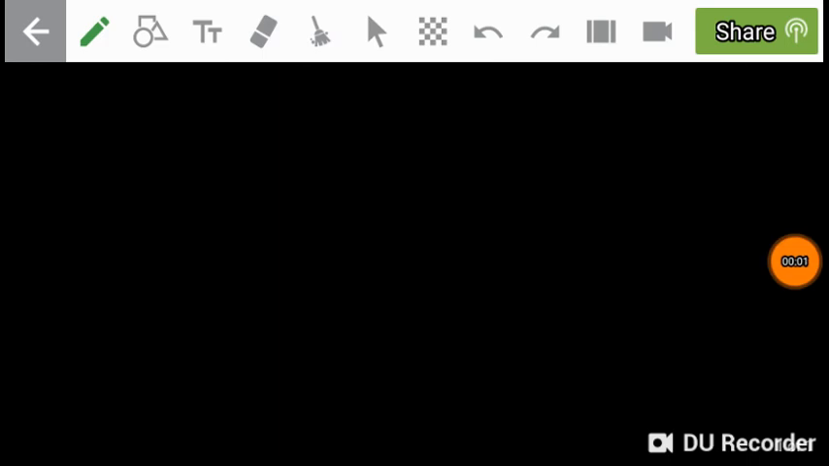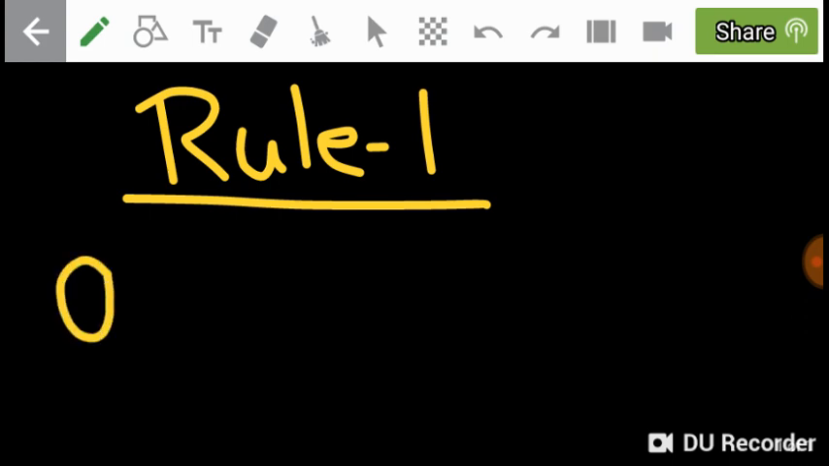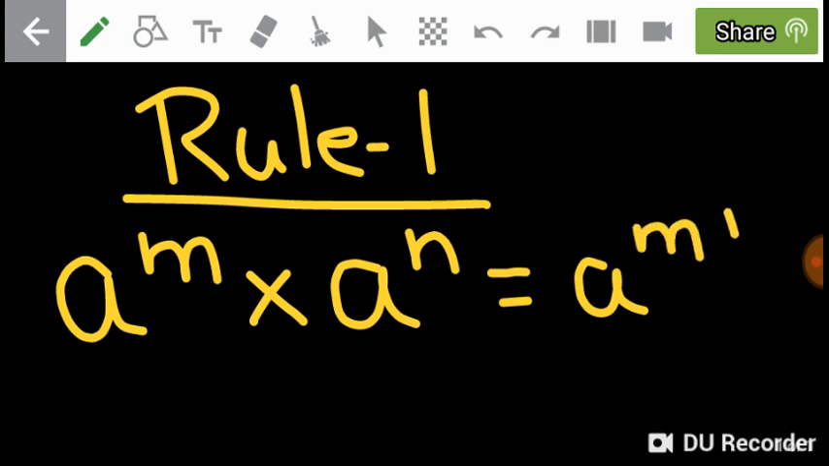Hi, in this video we are going to learn about the power rules. So first of all, let us see the rules. I will call this one rule 1, and the first rule is: if there is a base and exponent like this, a to the exponent m multiplied with a to the exponent n, the exponent will always get added.